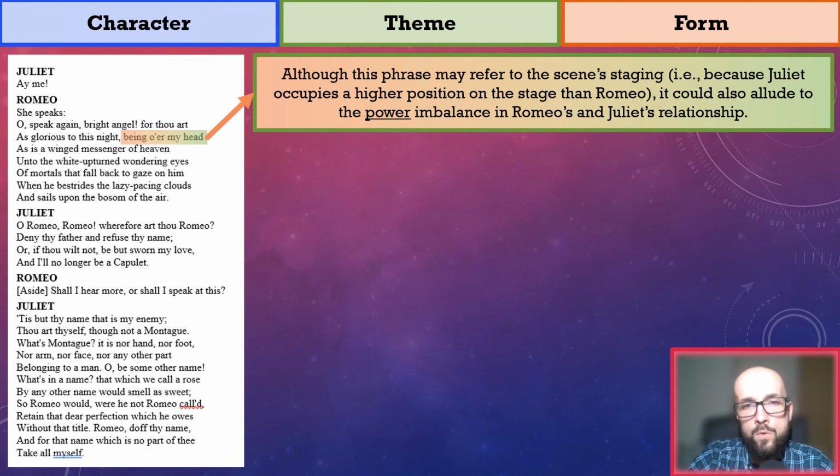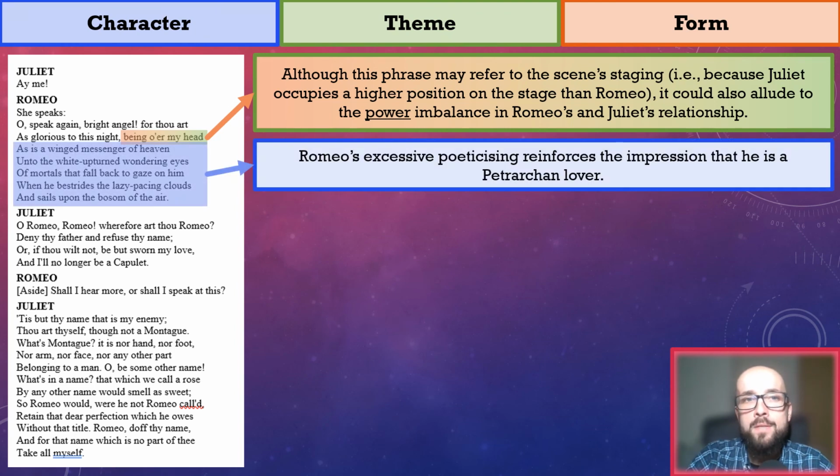However, this phrase could also allude to and foreshadow the power imbalance in Romeo's and Juliet's relationship. If she is physically higher up than he is, it could suggest that she is superior to him or is more dominant as well. In these lines, Romeo's excessive poeticizing reinforces the impression that he is a Petrarchan lover because he is going a bit over the top with his use of imagery and hyperbole.